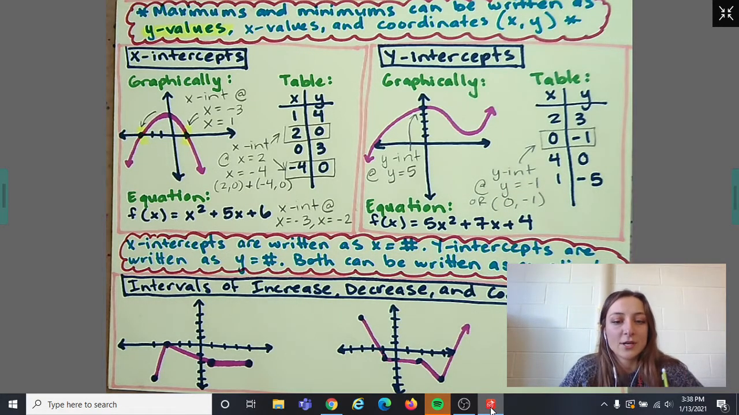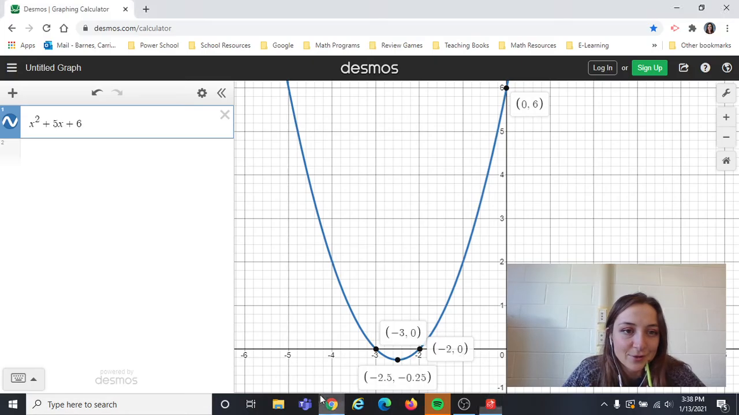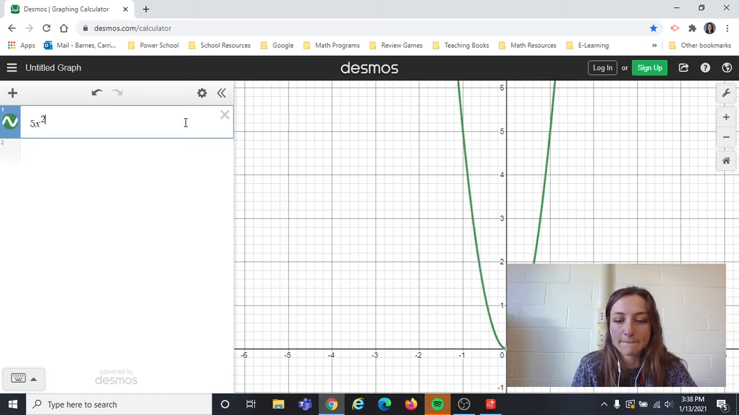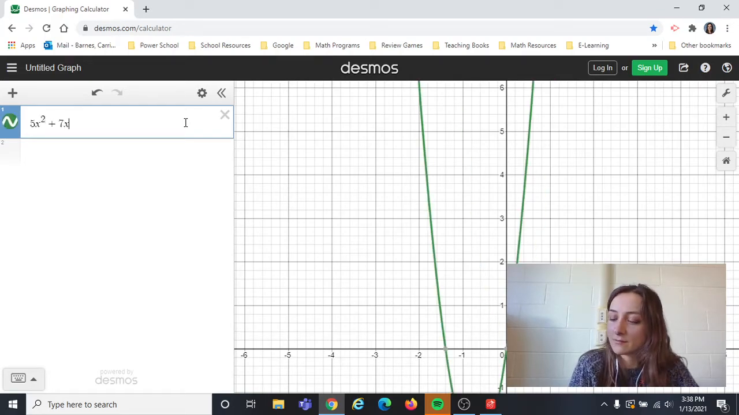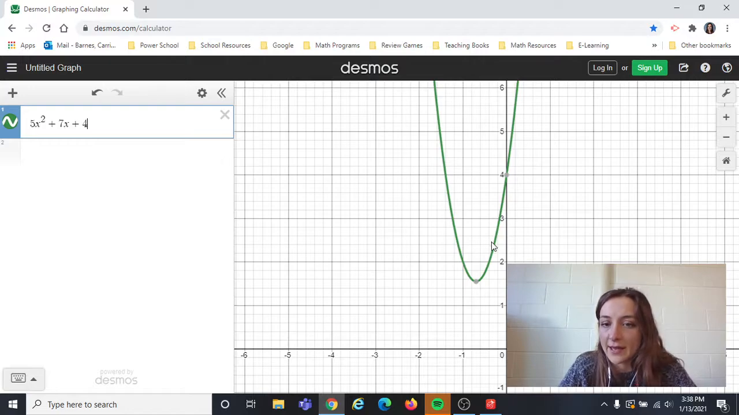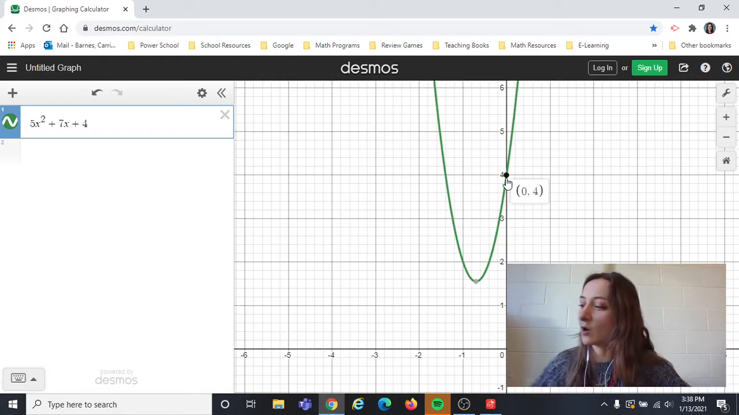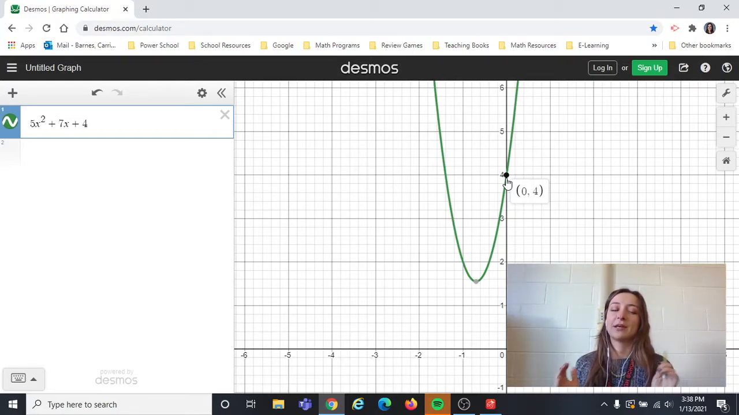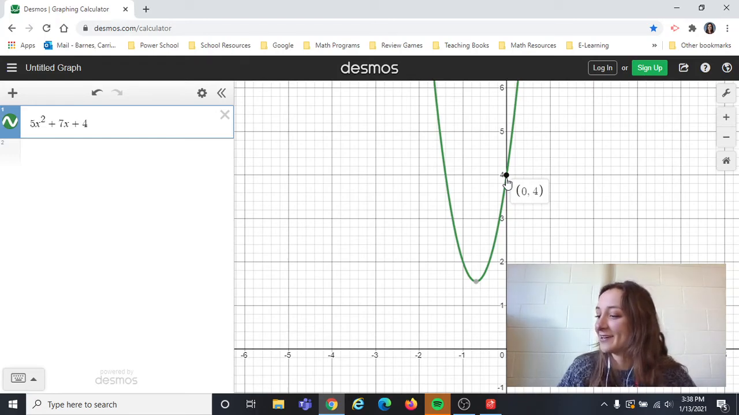Okay, and let's look at our equation. We are just going to type this guy into Desmos. So we're going to have 5x squared plus 7x plus 4. And we can see that it's crossing the y-axis here at +4. So we can say the y-intercept is at y equals 4, or we could say it's at the coordinate 0, 4. You're going to see it most often as y equals the y-intercept, but sometimes you will see it as a coordinate, so just keep that in mind.